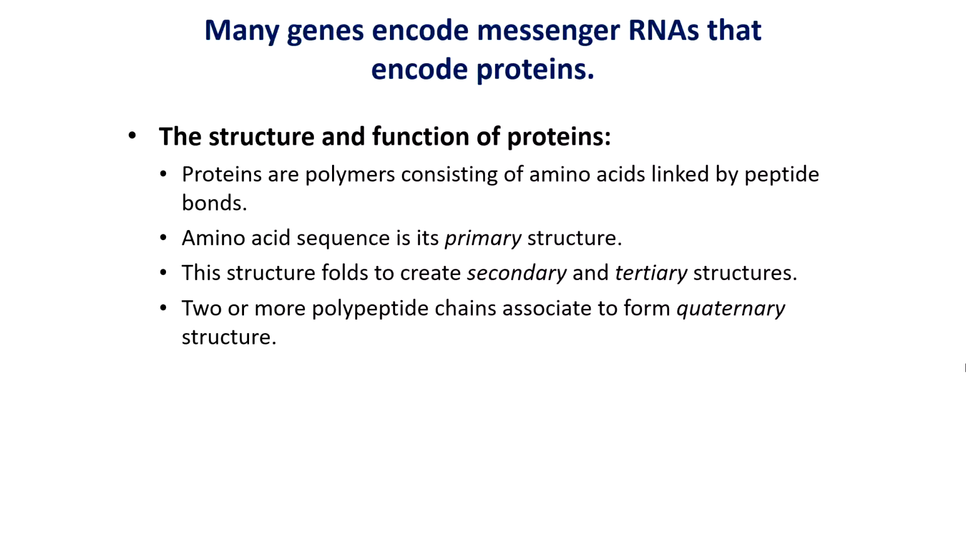The structure and function of proteins are that proteins are long polymers of amino acids linked together by peptide bonds, and peptide bonds are formed with the help of the ribosome. The amino acid sequence is the primary structure, and this is the structure that is created by the ribosome. Once it is created, that polypeptide structure will fold to create secondary and tertiary structures, more and more complex levels of protein folding. And then if two or more polypeptide chains associate together, this forms a fourth level of protein called quaternary structure.